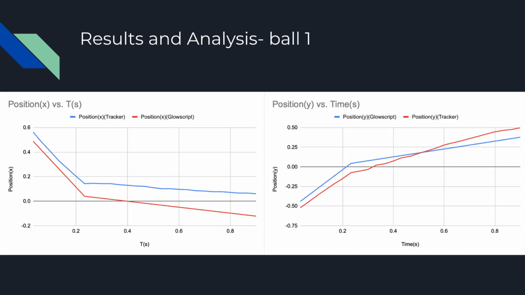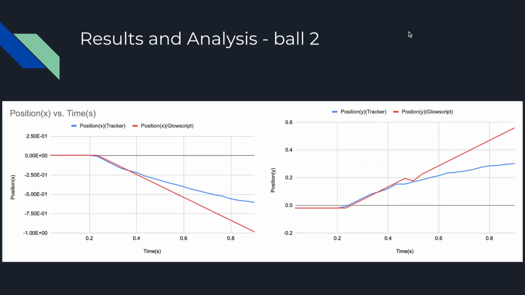And then here are the graphs of the comparison of the Tracker and GlowScript models. As you can see, they're pretty similar. This is the X position versus time graph, and the Y position over time graph is on the right. They're pretty similar, but they start to go off as time goes on. And then same with the Y position. It is kind of similar, but again, there are errors caused by some difference in the GlowScript and Tracker models.